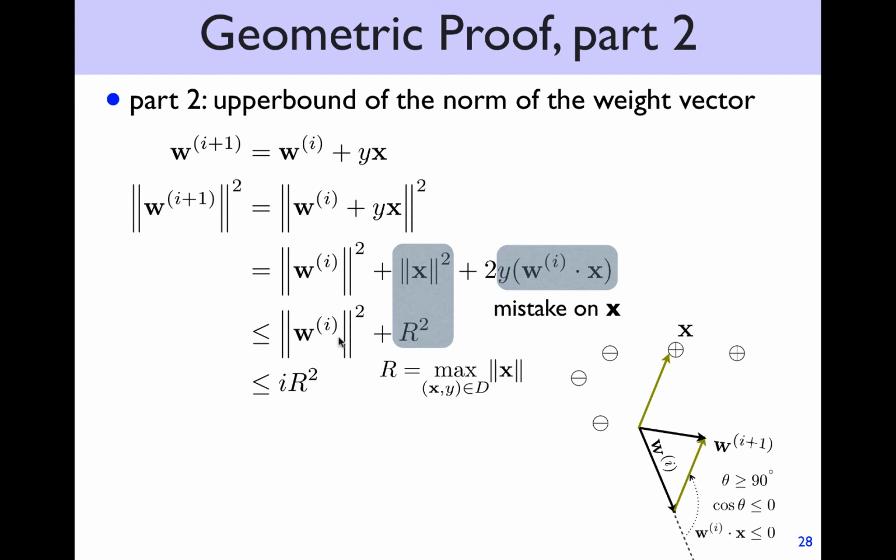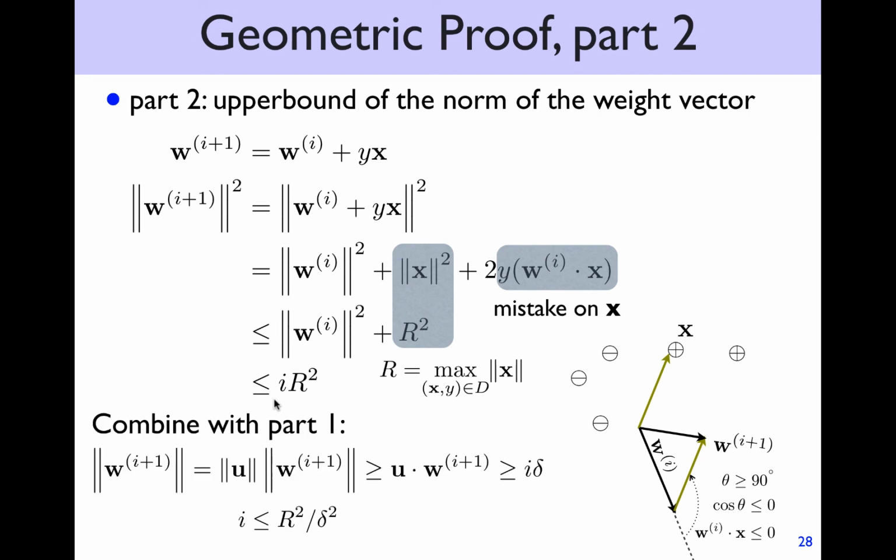So in other words, you can say that the square norm of the new weight vector is at most the square norm of the old vector plus r squared. And by induction, it's less than I times r squared. So we achieved an upper bound for the weight vector as well after I updates.